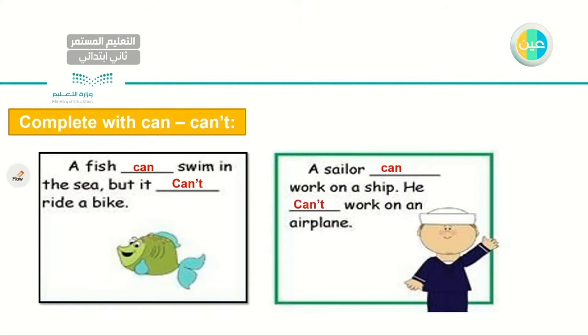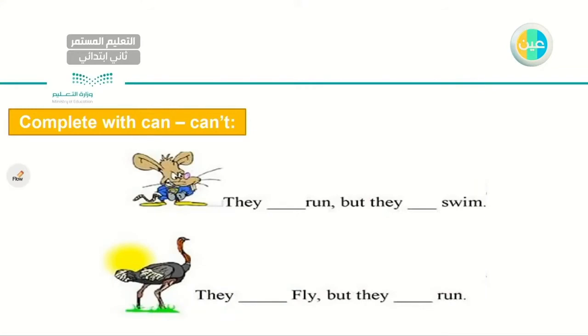Very good. So let's read the sentences after we completed them. A fish can swim in the sea, but it cannot ride a bike. A sailor can work on a ship. He cannot work on an airplane. Very good. So I hope you get the meaning or the difference between can and can't. Let's also have one more example or exercise, complete with can and can't.